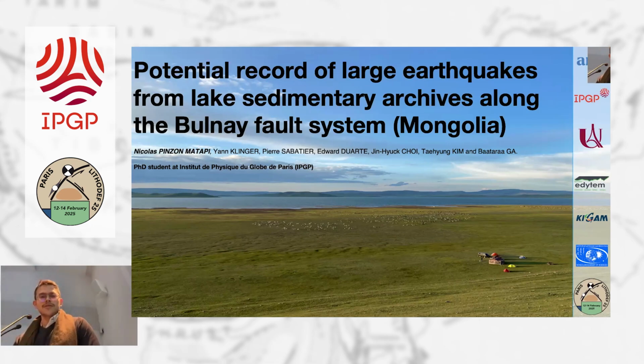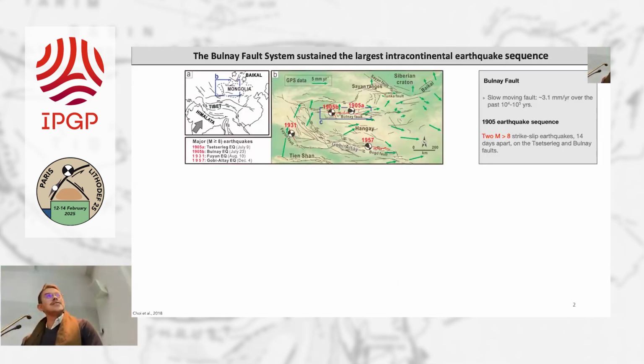But let's first introduce the Bulnay fault system and why it is so famous. Well, the Bulnay fault is an east-west left lateral strike slip fault system located on the northwestern side of Mongolia, and despite being a slow-moving fault, it sustained the largest intracontinental earthquake sequence ever recorded. What do we know about this sequence?